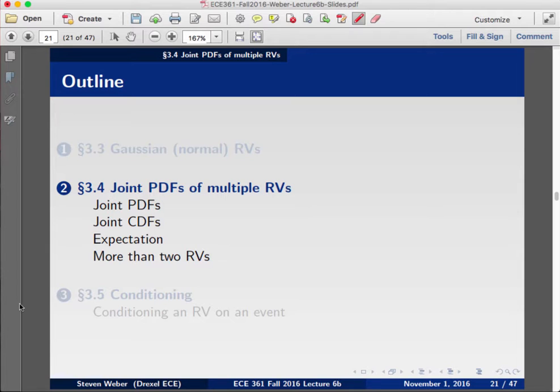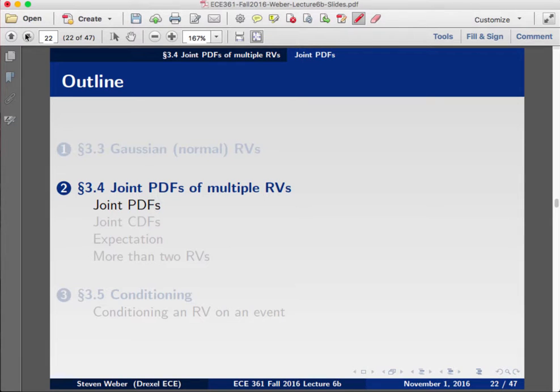In this second part of the lecture, we're going to cover Section 3.4, Joint PDFs of Multiple Random Variables. And this will have 4 subsections. We'll talk about joint probability density functions, joint cumulative distribution functions, expectations of multiple random variables, and how to extend everything to more than 2 random variables.